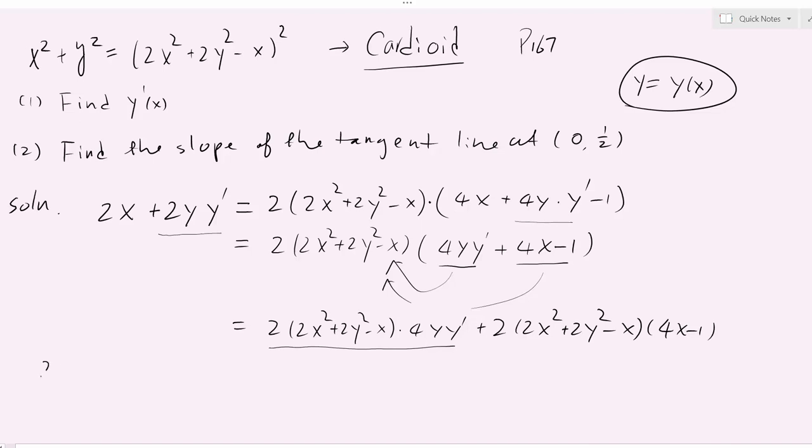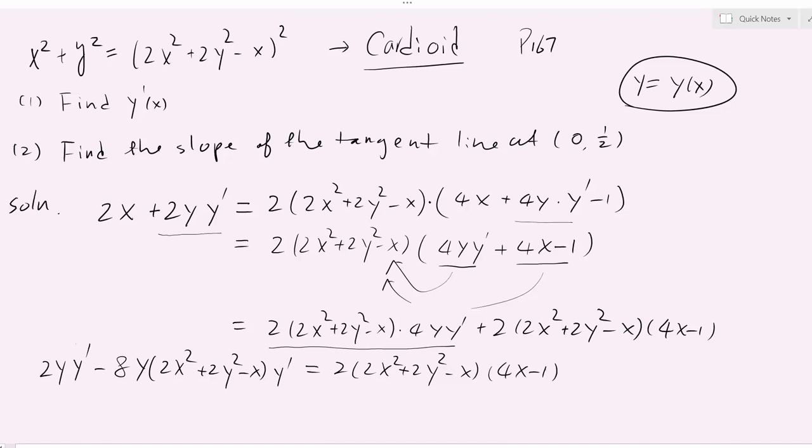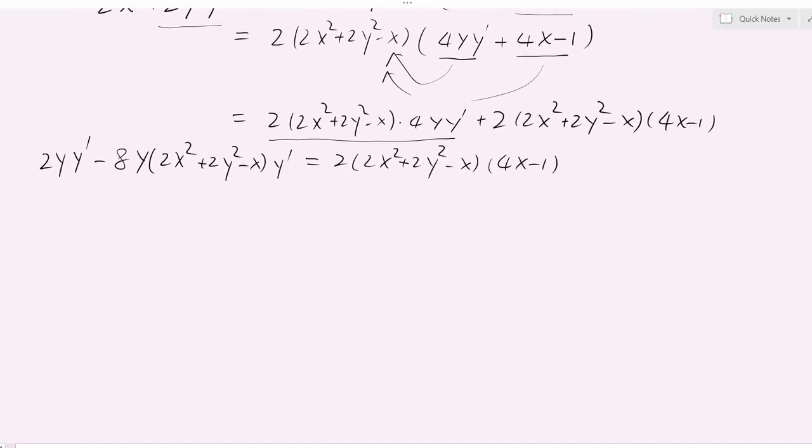So we have 2y y prime, and this one becomes negative. 2 times 4 is 8, so it is 8y. Let's move it to the front, and then you have (2x squared plus 2y squared minus x) and y prime over here, and then this is equal to 2x plus twice (2x squared plus 2y squared minus x) times (4x minus 1). Now remember, don't multiply these parentheses out because it doesn't serve any purpose.